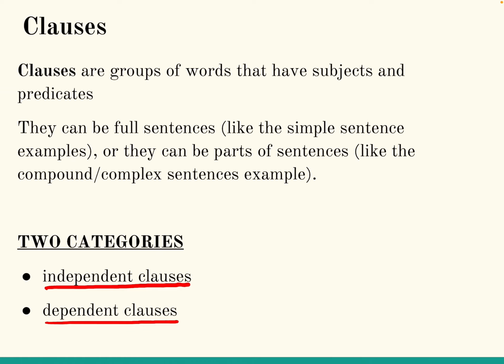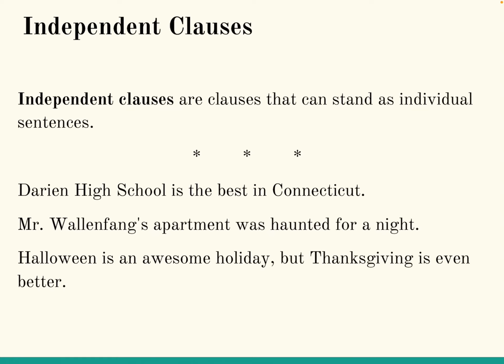So this is what they look like. Independent clauses, again, are clauses that can stand as individual sentences. So if I just create some simple sentences, all of these are full sentences, but all of them are also considered independent clauses. The high school that I used to teach at in Connecticut is called Darien High School. That is my subject, is is my verb from to be. The best in Connecticut, I have a subject, I have a verb, my sentence makes sense. This is an independent clause.